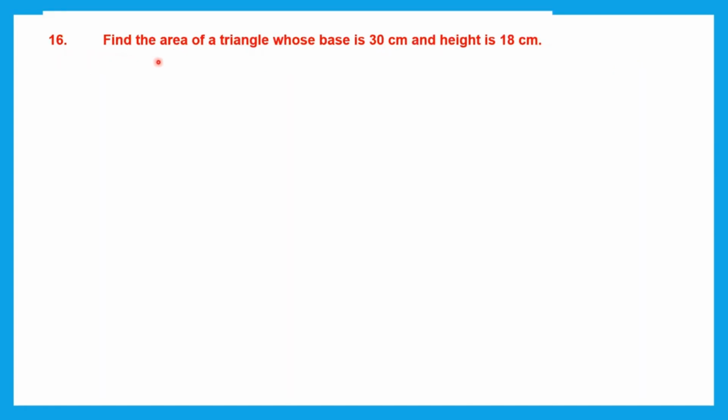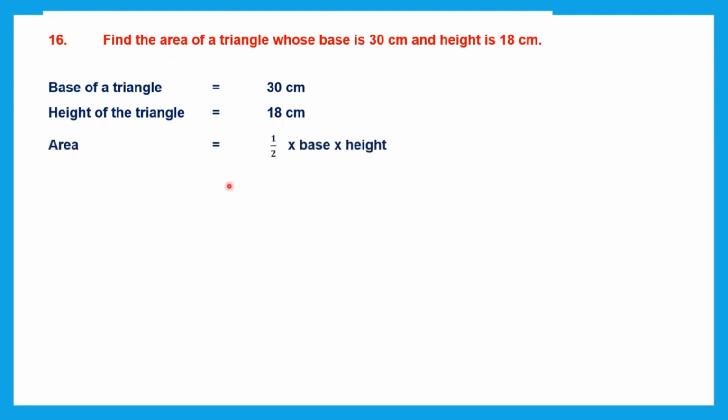Question 16. Find the area of a triangle whose base is 30 centimeters and height is 18 centimeters. So base is given to us and the height is given to us. To find the area, let's use the formula. Area is equal to half into base into height. So half, that is 1 by 2, into the base 30 centimeters and the height 18 centimeters. Half into 30 into 18.